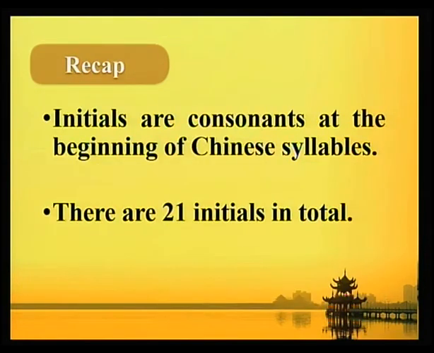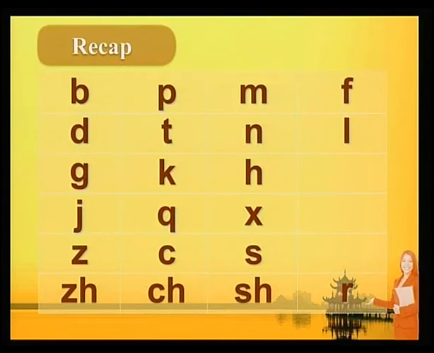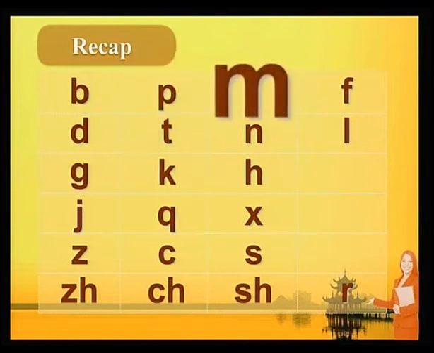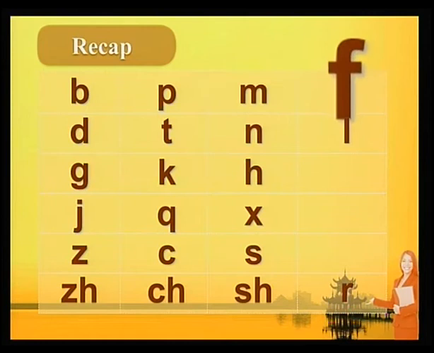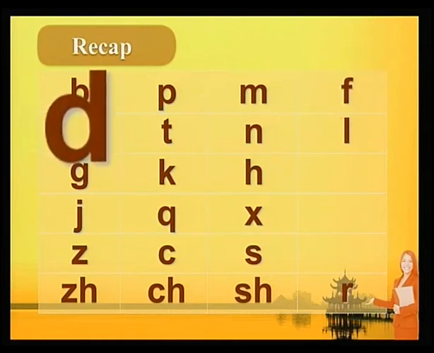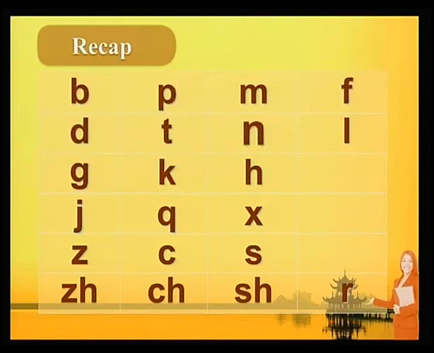Now, let's do a recap. Initials are consonants at the beginning of Chinese syllables. There are 21 initials in total. Let's read together. 波 坡 摸 佛 的 特 呢 le ge ke he.